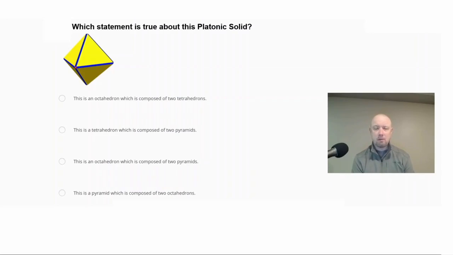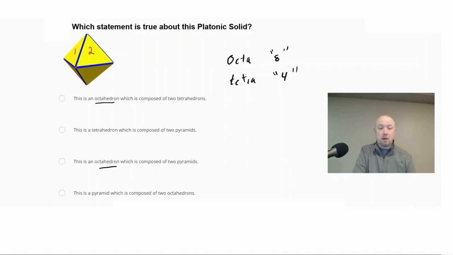The first thing we want to help students identify is octahedron and tetrahedron. Octa means 8 in math, and tetra means 4. When I identify the solid, I want to see how many faces it has. If we count the faces, it has 4 faces on the top and 4 faces on the bottom, including 2 hidden sides. So I know this must be an octahedron, and I'm going to eliminate these 2 choices.